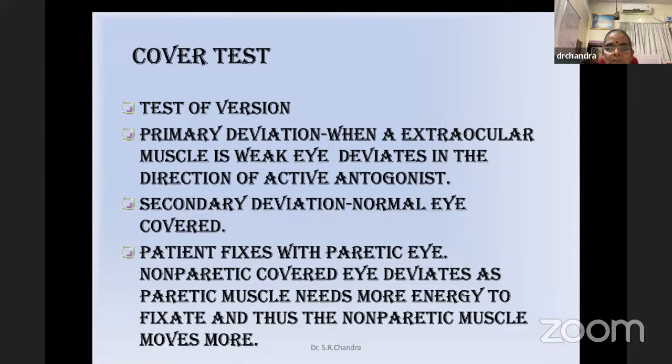So resting eye position shows the primary deviation. And when you fix with the paralyzed eye, the extra deviation is the secondary deviation. If there is a secondary deviation greater than the primary, it indicates a paralytic squint. If the secondary deviation and the primary deviation are the same, that indicates a non-paralytic squint.